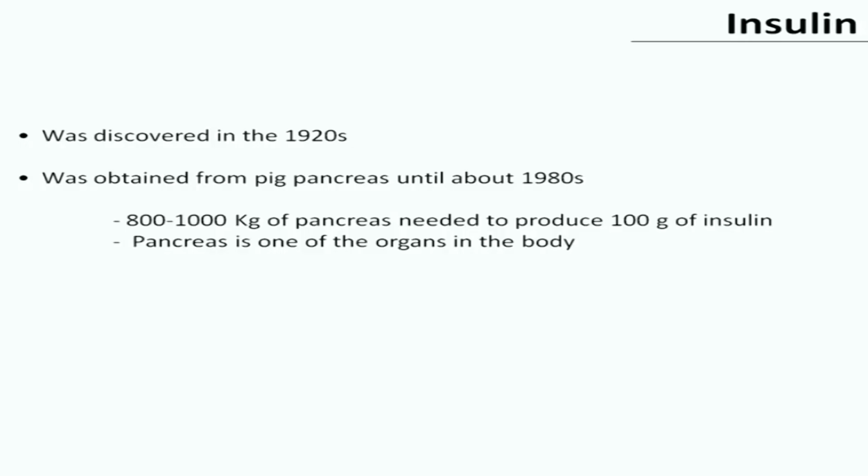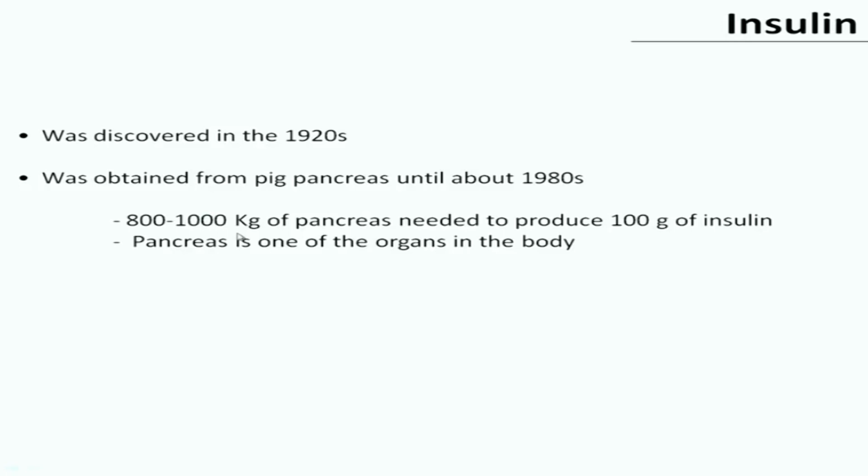It was discovered in the 1920s, a long time ago, and soon people found that you could use it to treat diabetes. And the initial source of insulin was pig pancreas. Okay, probably a few years after this, till about the 1980s, they were obtained from the pancreases of pigs.